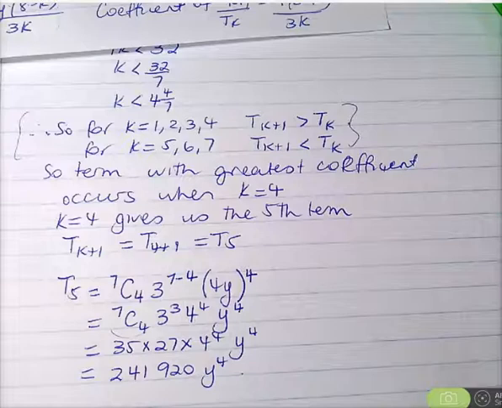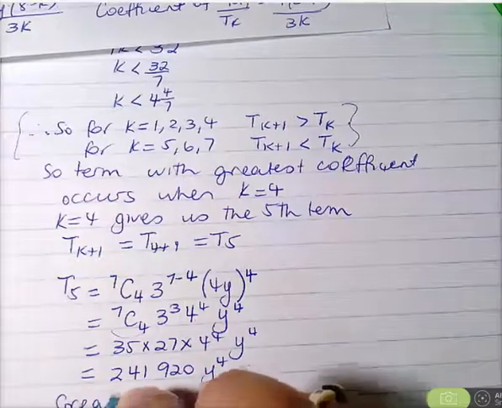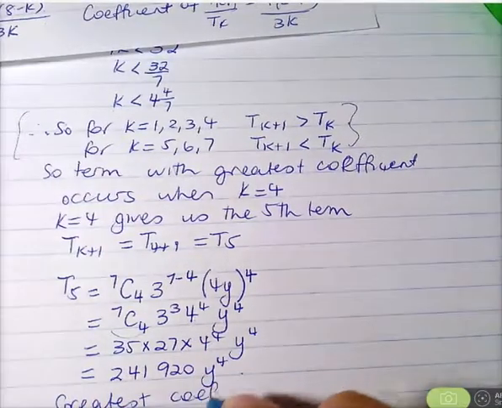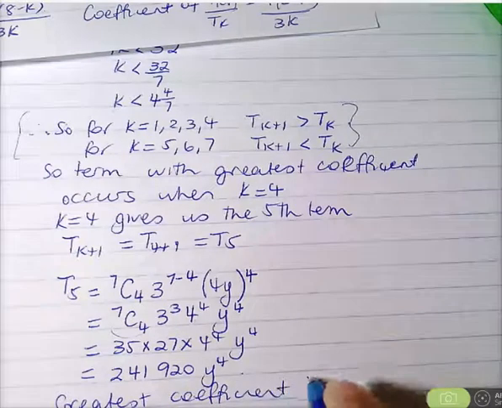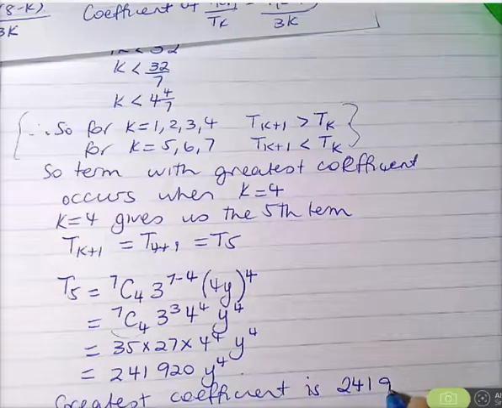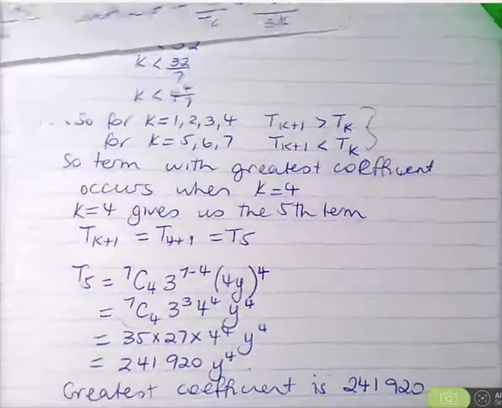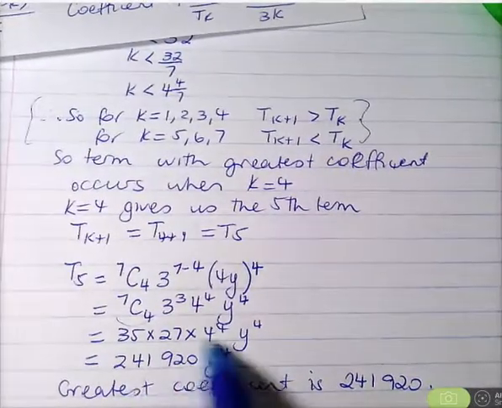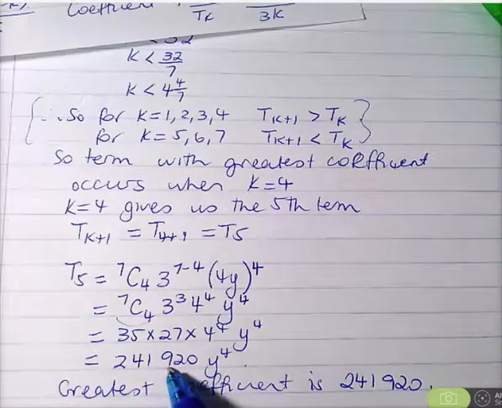And so the greatest coefficient is 241,920. Okay, that's the coefficient. The term is 241,920 y to the power of 4.